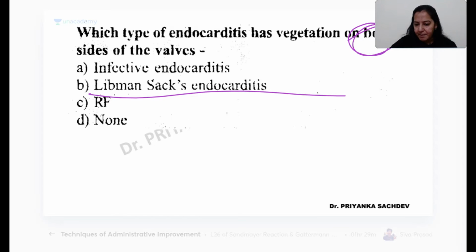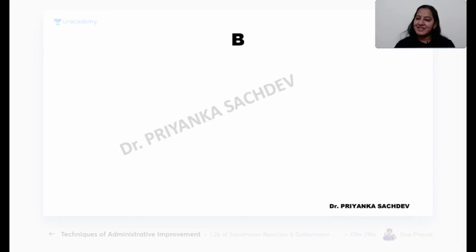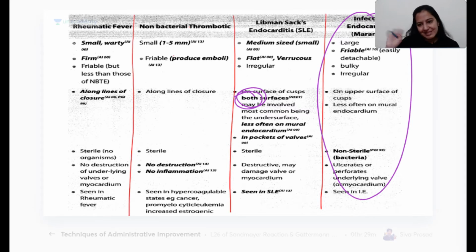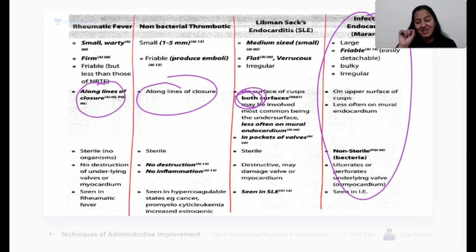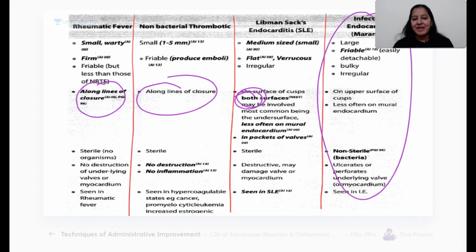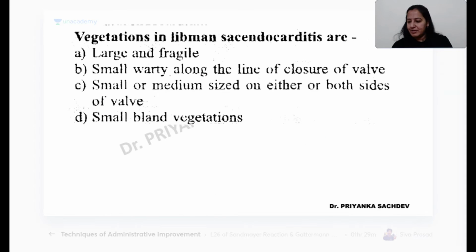Lakshmi, Mahabhav and Yashika were again first to answer. Great, I'm happy. So the correct answer here is B. The clue was on both surfaces. As for the fourth one, I have not taught you yet. Infective, we will study. But in the first 2, it is along the line of closure. The vegetations are along the junction line of closure. In Libman-Sacks, it is over both surfaces, not at the line of closure. So the correct answer here is Libman-Sacks, B. So coming to the third question, this is the third question in front of you.